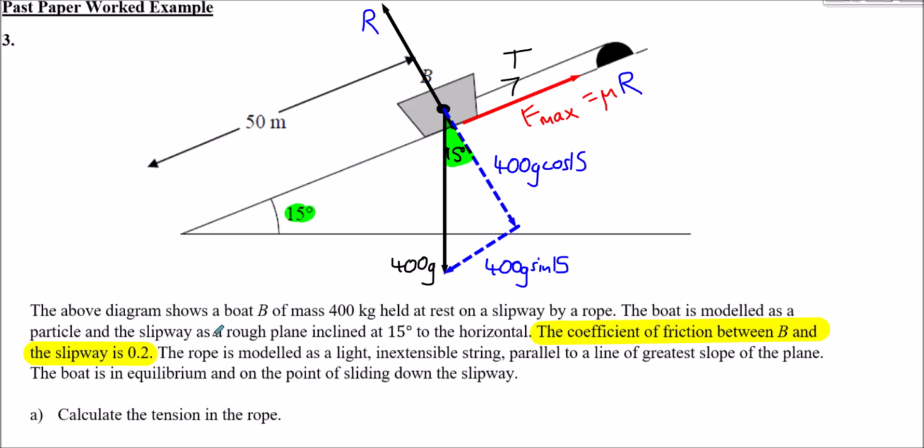So calculate the tension in the rope. So what we need to calculate first, if we can, is this normal reaction force R. So let's consider forces acting in the direction which is perpendicular to the slope. So going up and away, we've got R, and acting against R is this 400g cos 15 force. So R must be equal and balanced with 400g cos 15. So we can work out what R is.